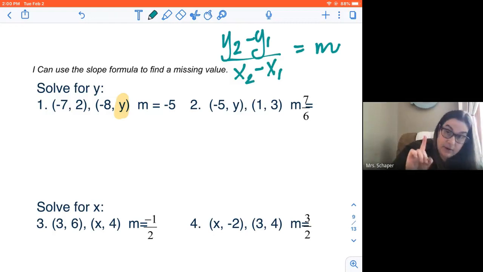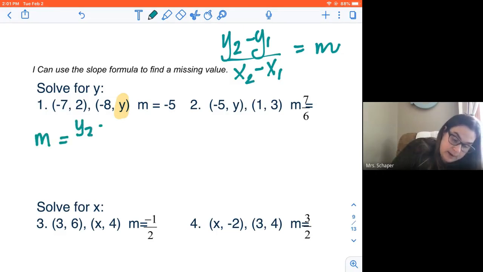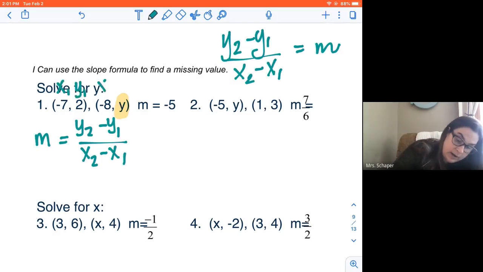And so I'm going to start by writing my formula. Always, this is a good strategy to get into. Start by writing your formula. So m is equal to y sub 2 minus y sub 1 over x sub 2 minus x sub 1. So here's my x sub 1, y sub 1, x sub 2, y sub 2. I need to fill in each of my values, okay? So my m, that's negative 5. So I'm going to erase m, and I'm going to replace it with negative 5.